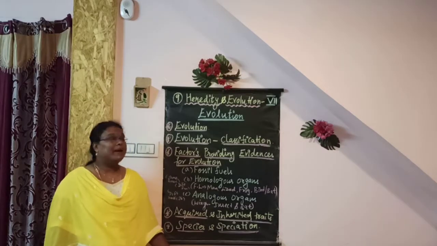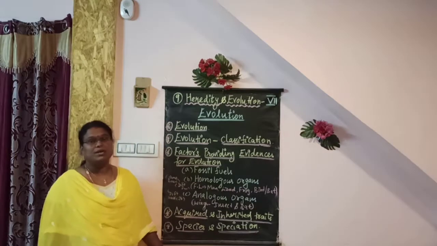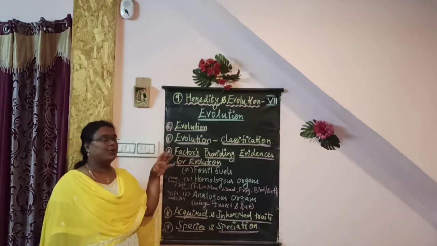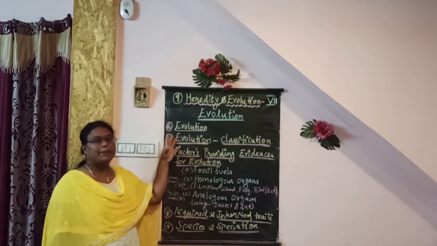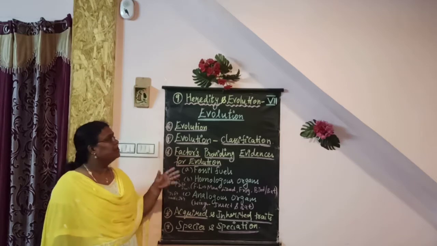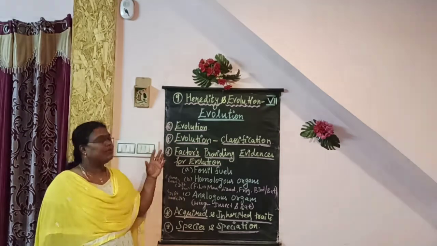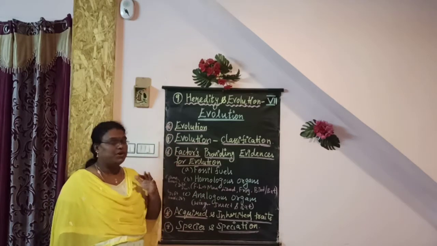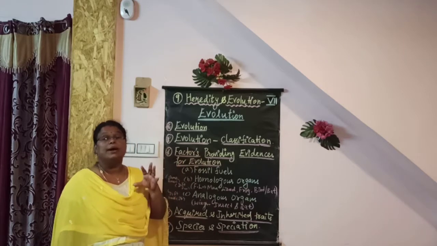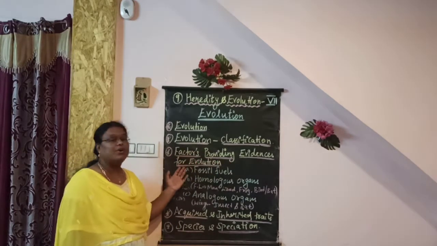Students, welcome back to part 7, chapter 9, Heredity and Evolution, and this is the last part which we are going to see in the chapter Heredity and Evolution. Students, in this video we are going to discuss evolution. Under this topic we are going to see what evolution is, how evolution and classification are interlinked, and factors providing evidences for evolution.